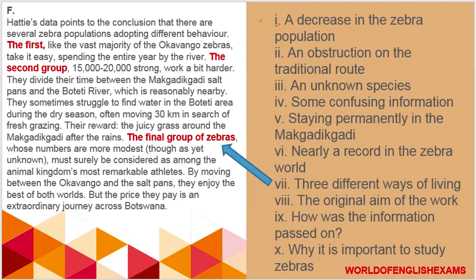So how many different groups are there? There are 3 groups of zebras depending on their behavior. Clearly it is an indication that the title is 3 different ways of living or 3 different behavioral patterns. There's no confusion here, right? Now let's proceed to the next passage, which I would like to give you to practice.